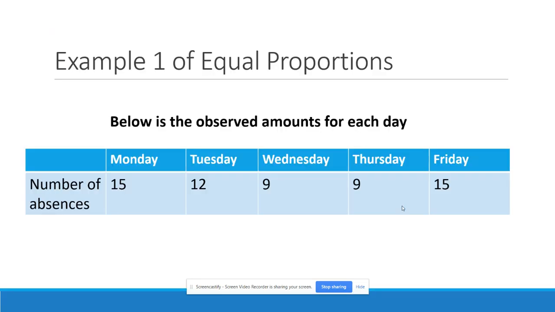So here's the data that we've been given. I know that Monday is 15, Tuesday is 12, Wednesday is 9, Thursday is 9, and Friday is 15.